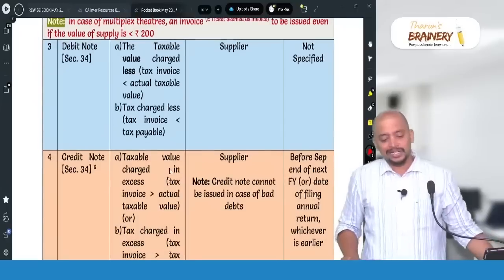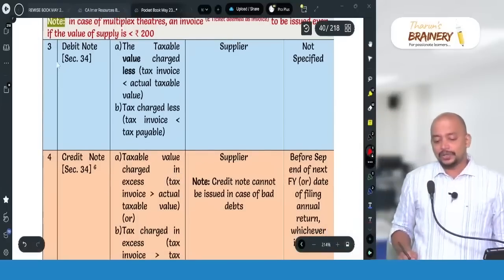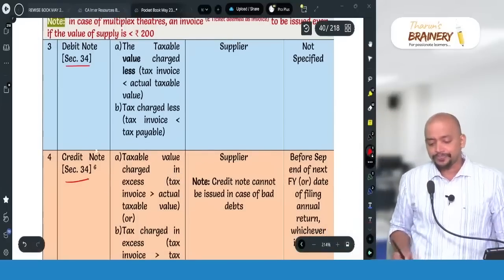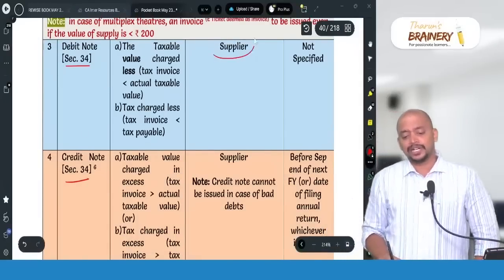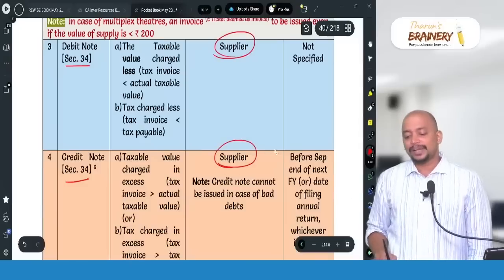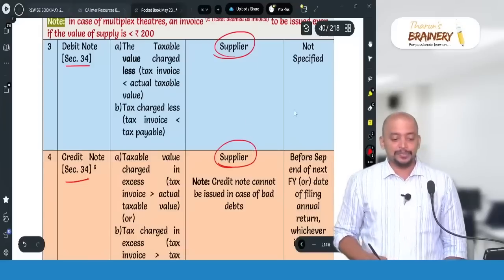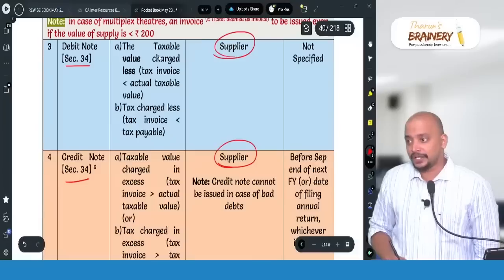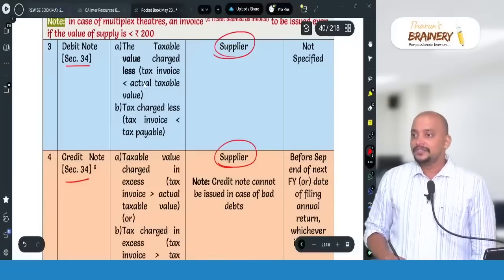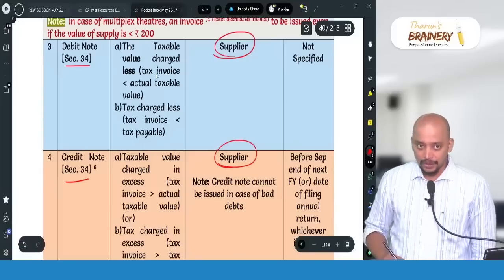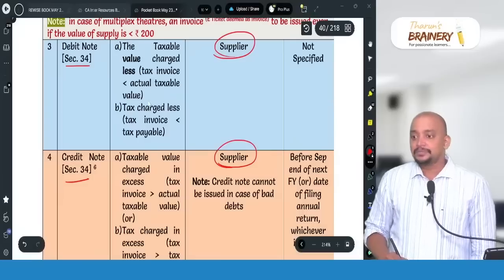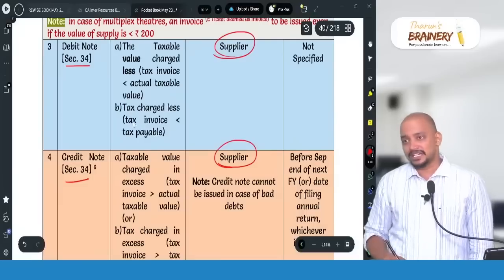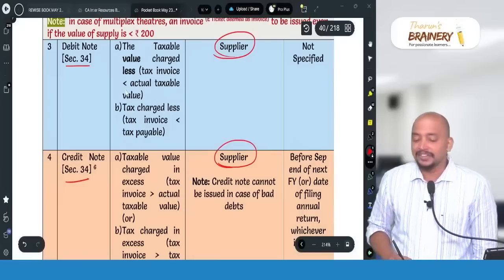Then debit note and credit note. Debit note and credit note is given under section 34. And who will be giving debit note and credit note to whom? Only supplier will give debit note and credit note to the recipient. When will debit note be issued? When there is an increase in the invoice value or increase in the tax. For example, I charge 12%, but the rate of GST is 18%. To collect that excess 6%, I can give a debit note. Or I have collected 1 lakh, but actually 1,20,000 needs to be collected. For collecting the 20,000 extra, I can give a debit note.